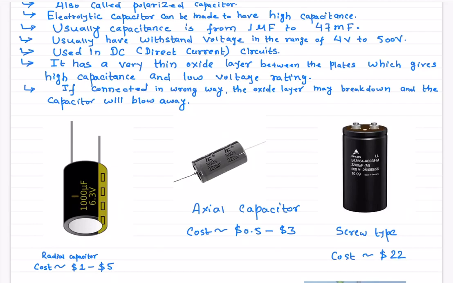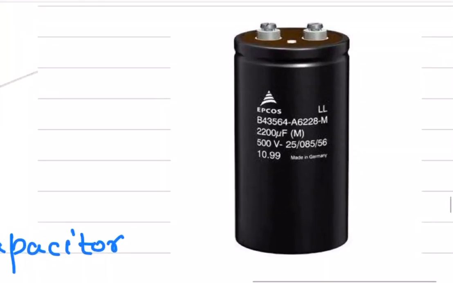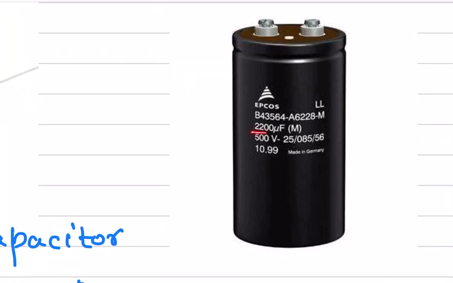And there is another type of capacitor. This is called the screw type capacitor, so you can have your terminals connected here. This one is an expensive capacitor, usually about $22, $25. But what you have to look at is the value of the capacitance and the working voltage. If I'm zooming here, you see this one is 2200 microfarad. So it's a big capacitor, and the working voltage is 500 volts.